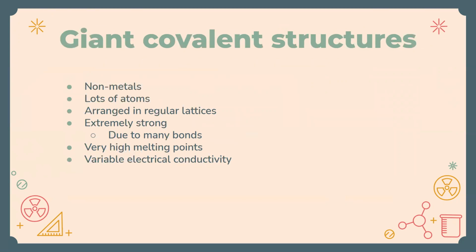Giant covalent structures are also non-metals, but they contain lots of atoms. They're arranged in regular lattices and are very strong due to having many strong covalent bonds. With these larger structures, you don't need to worry about weak intermolecular forces, which means they have very high melting points. Some giant covalent structures will conduct electricity if they have free electrons, but most will not. We'll explore this further when we look into allotropes of carbon.